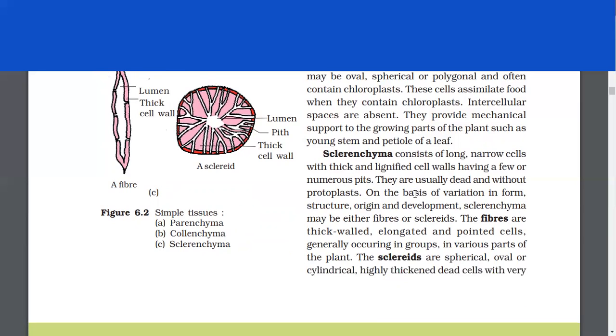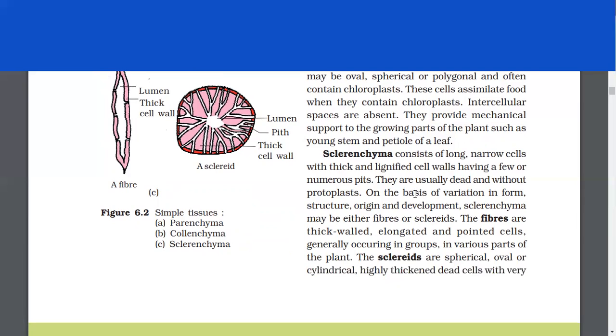They provide mechanical support to the growing parts of the plant, such as young stem and petiole of a leaf. Sclerenchyma consists of long, narrow cells with thick and lignified cell walls having a few and numerous pits. They are usually dead and without protoplasts. On the basis of variation in form, structure, origin, and development, sclerenchyma may be either fibers or sclereids.